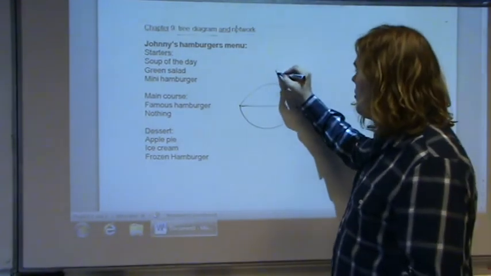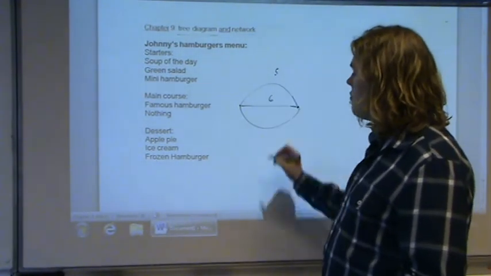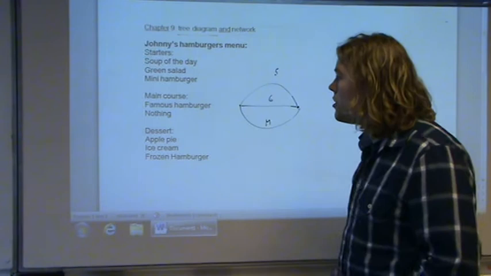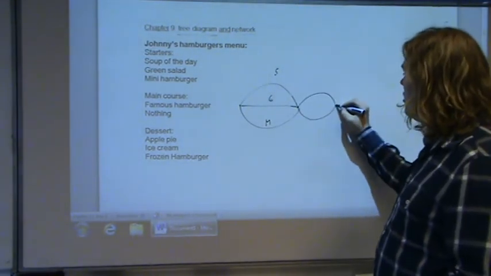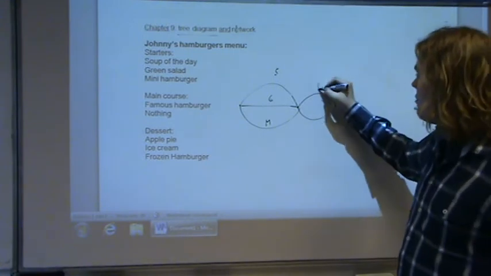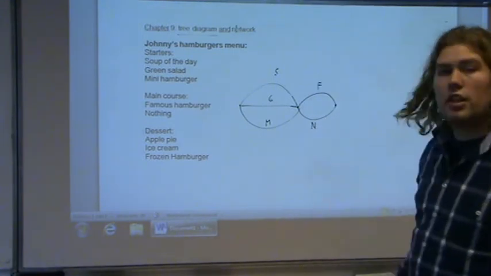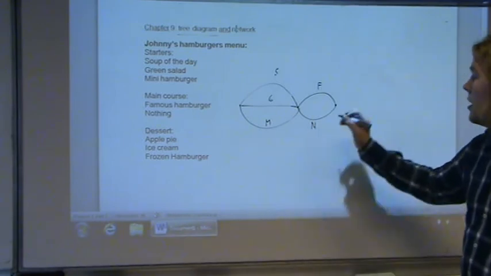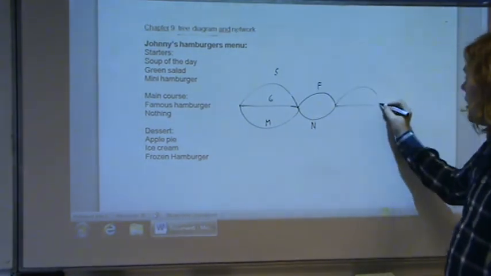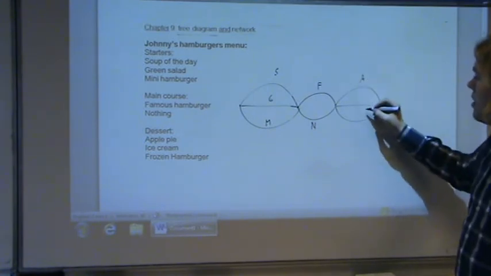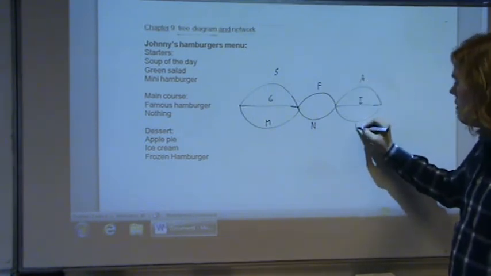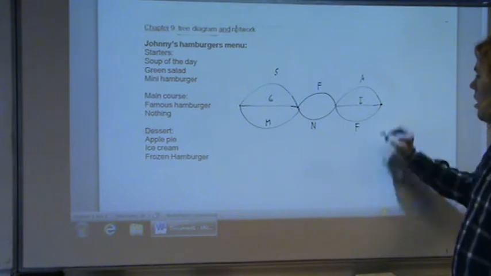Only this represents soup of the day, this represents green salad, and this represents mini hamburger. And then here we have 2 possibilities, and this is the famous hamburger, and this is nothing. And then 3 possibilities again, like this. This is the apple pie, this is the ice cream, and this is the frozen hamburger.